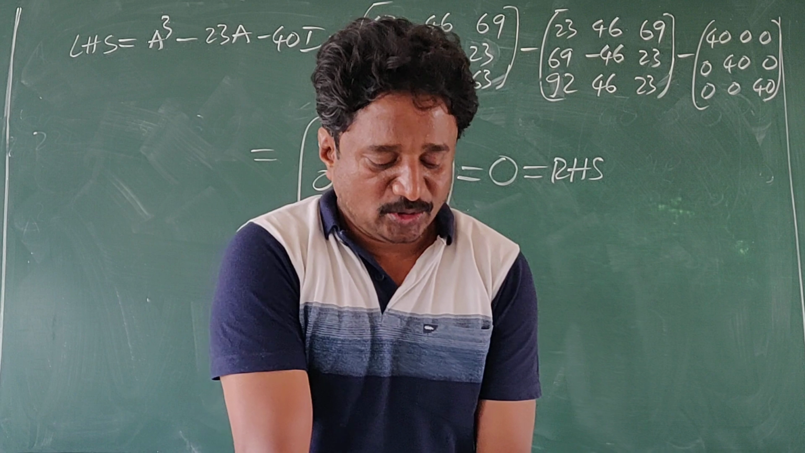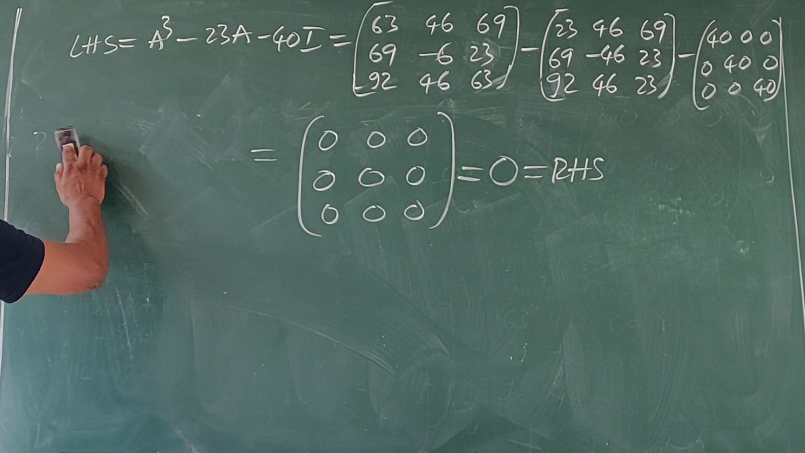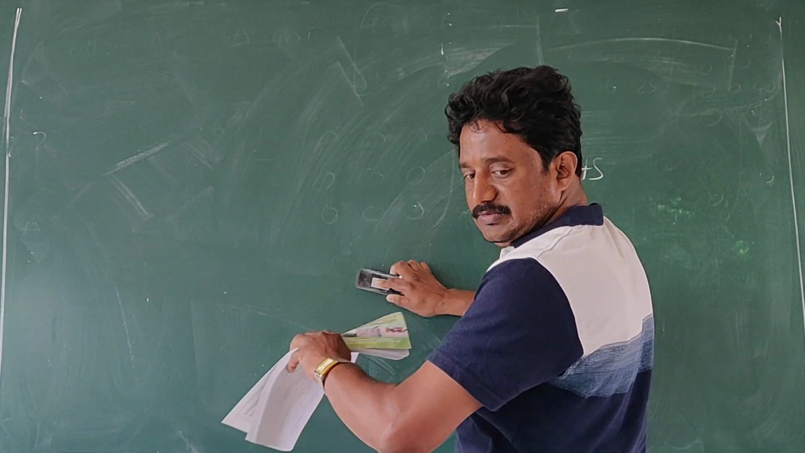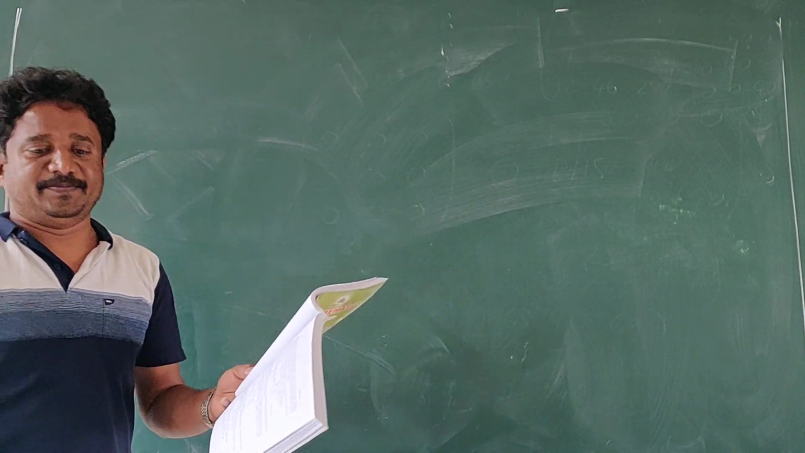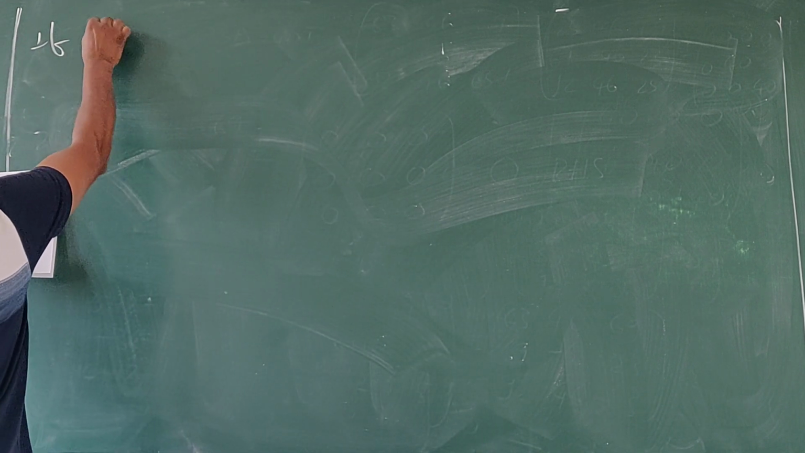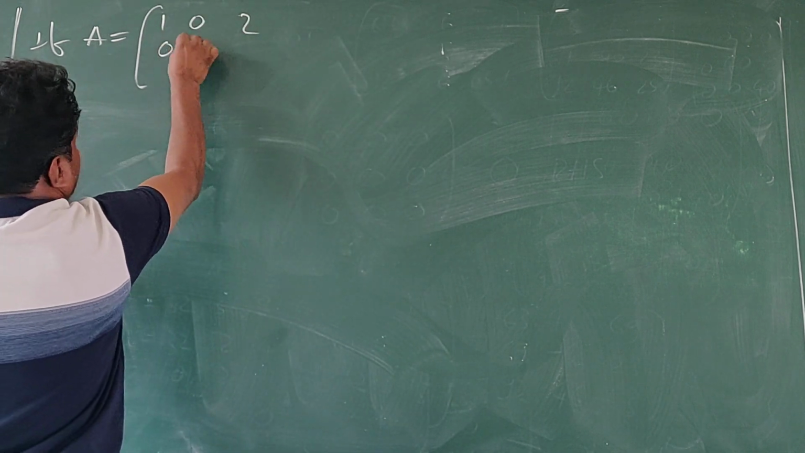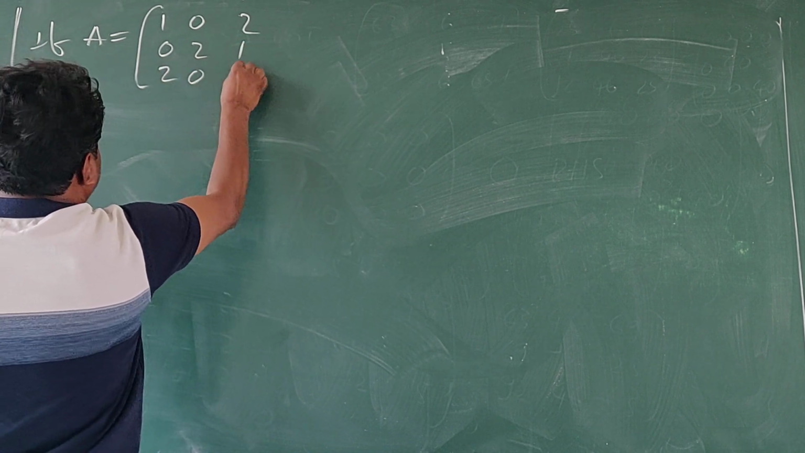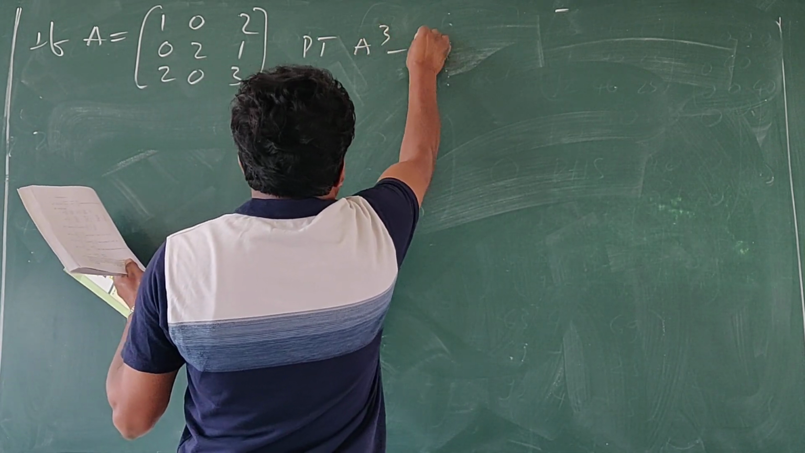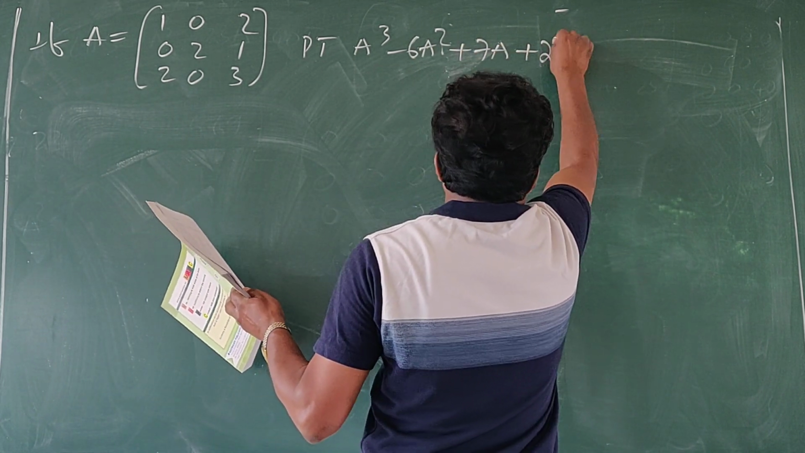Let us solve one more question of the same type. If A equals the matrix 1 0 2, 0 2 1, 2 0 3, prove that A cube minus 6A squared plus 7A plus 2I is equal to O.